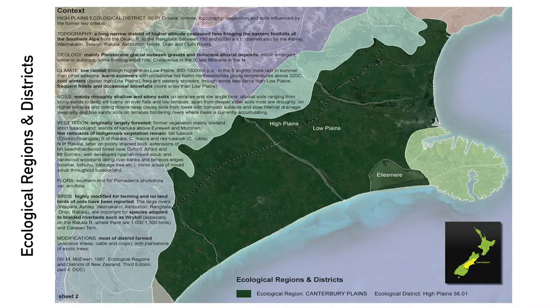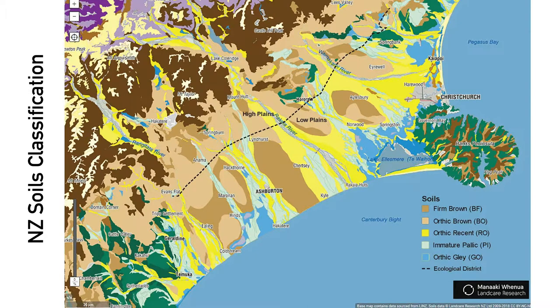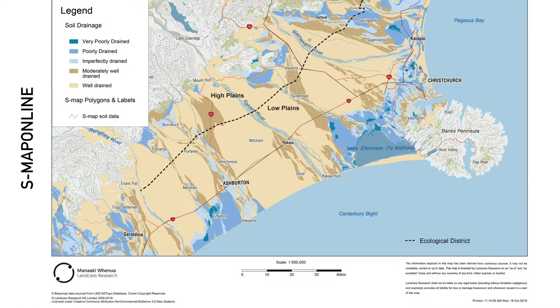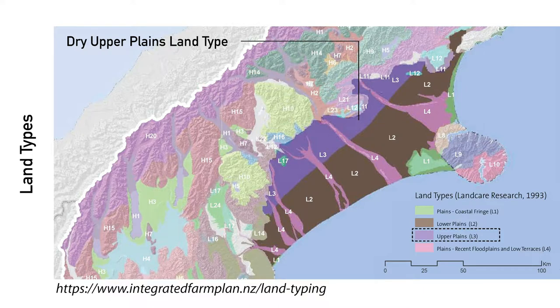Looking into Canterbury Plains, we can see they've got a high plains and low plains band from the districts, and these are the soils and the well-drained plains. Well-drained, yes. The land typing shows it. See the bright green, that's the low altitude plains landscape type, the broad scale, and then down to the low plains and high plains within that.